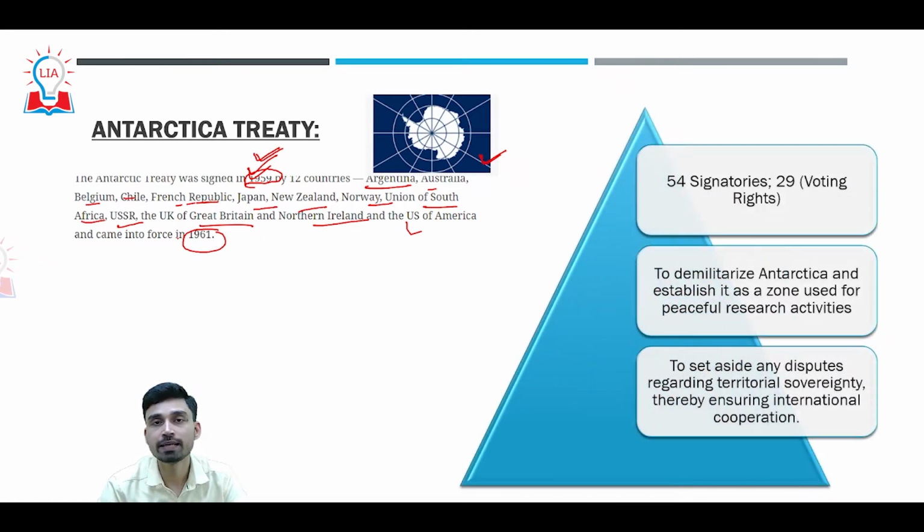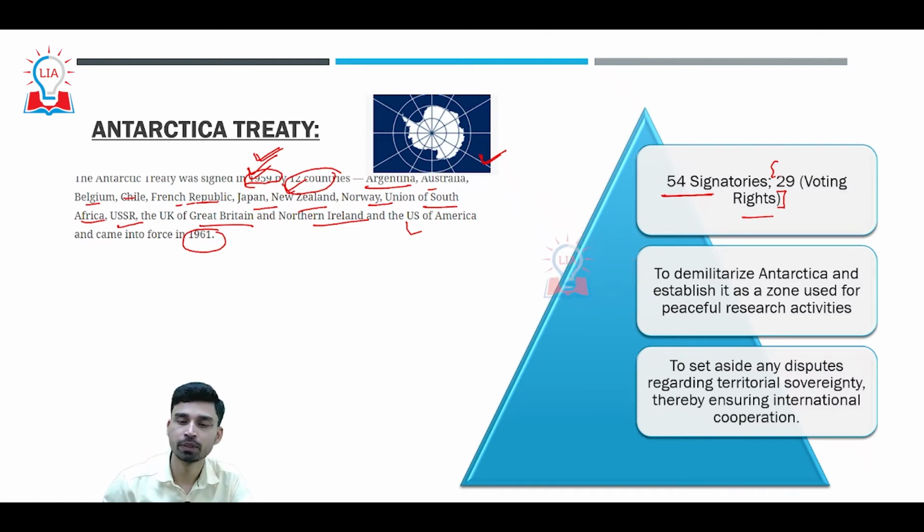If we try to understand the position of this treaty today, since the beginning the members were only 20 countries who were signatory. As of now, a total of 54 countries are signatories to the Antarctica Treaty. However, all the countries do not have voting rights. Only 29 out of these 54 countries enjoy voting rights in the meeting of the Antarctica Treaty Commission. And India is a country that has a voting right as well.